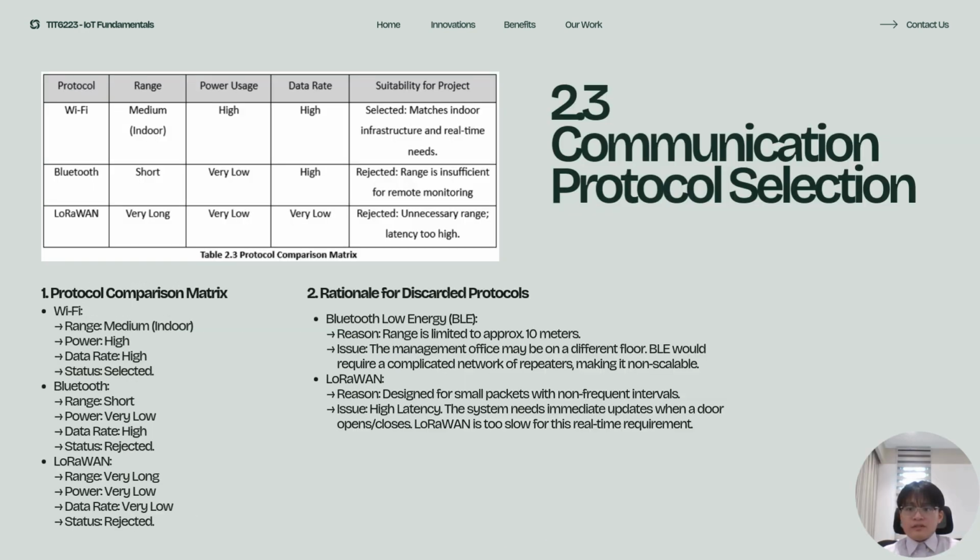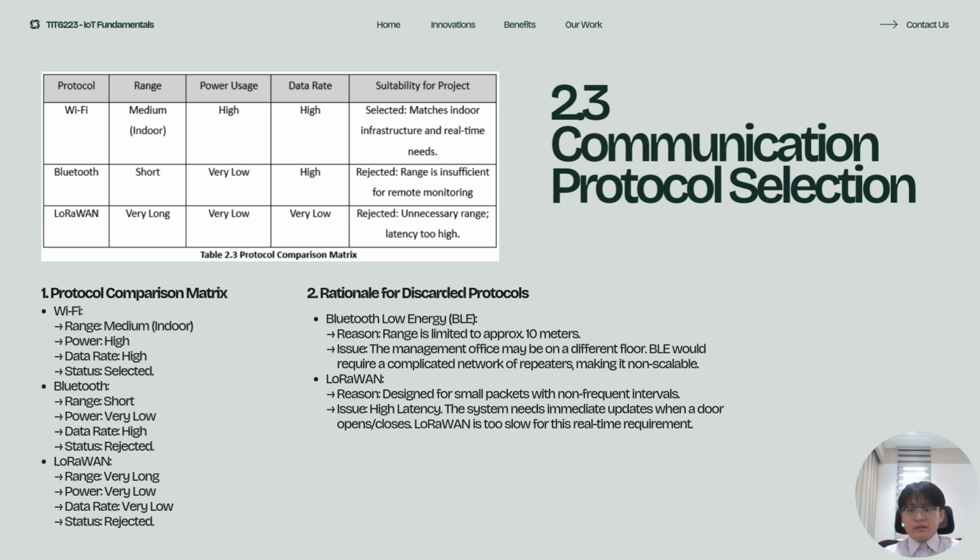So to ensure we made the best architectural decision, we evaluated alternative protocols using the comparison matrix shown in Table 2.3. First, we evaluate Bluetooth Low Energy (BLE). While BLE is energy efficient, it was rejected due to its limited range of approximately 10 meters. In a large facility, the management office might be located on a completely different floor from the restroom. So using BLE would require a complicated and expensive network of repeaters or a specific smartphone to connect locally, which is simply not scalable for remote monitoring.